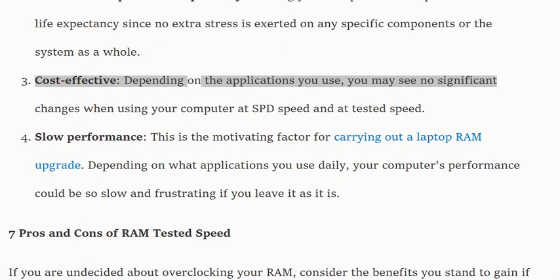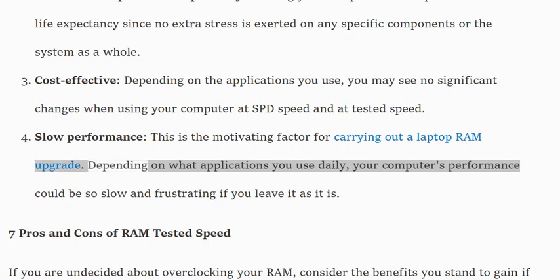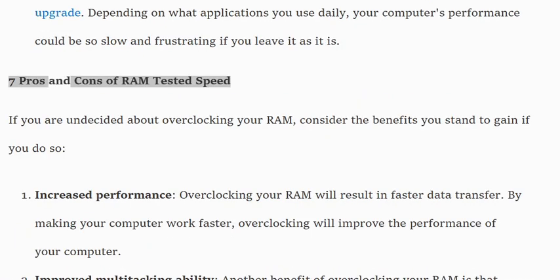Cost-effective. Depending on the applications you use, you may see no significant changes when using your computer at SPD speed and at tested speed. Slow performance. This is the motivating factor for carrying out a laptop RAM upgrade. Depending on what applications you use daily, your computer's performance could be so slow and frustrating if you leave it as it is.